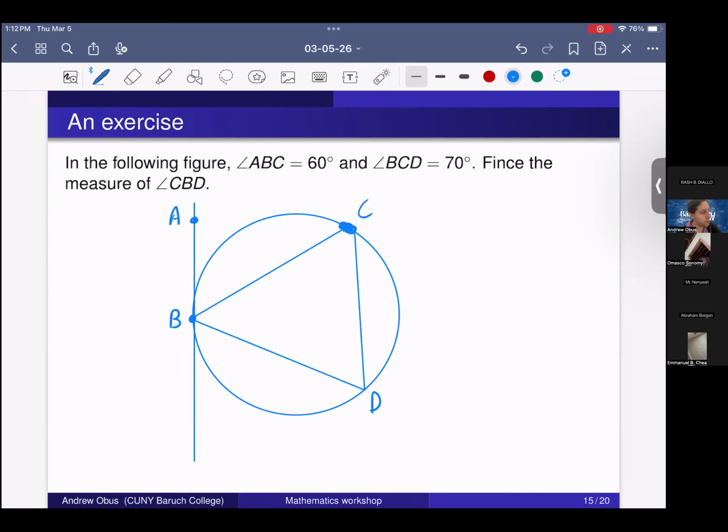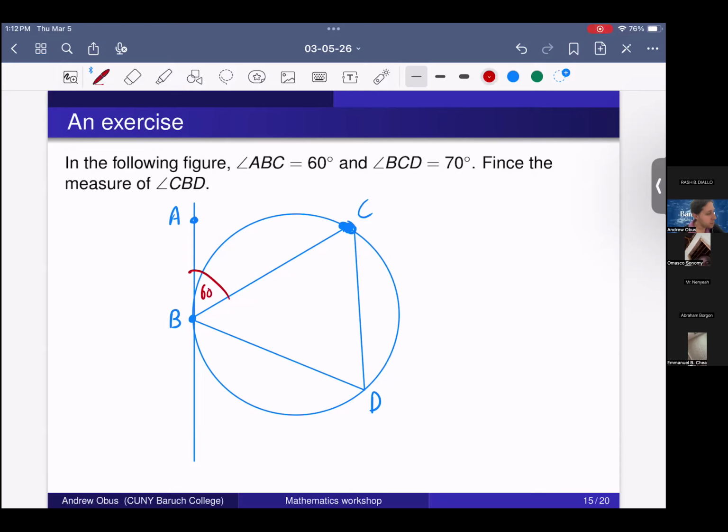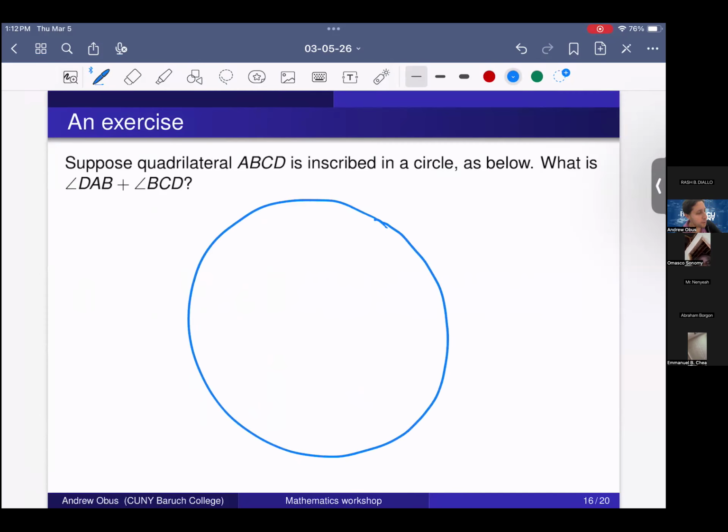So in this figure, we have that angle ABC is 60 degrees, and angle BCD is 70 degrees. Find the measure of angle CBD. So angle CBD, this is my theta over here. So exercise: calculate theta. And maybe a second exercise. I'll do these two exercises, and we can go over them tomorrow.